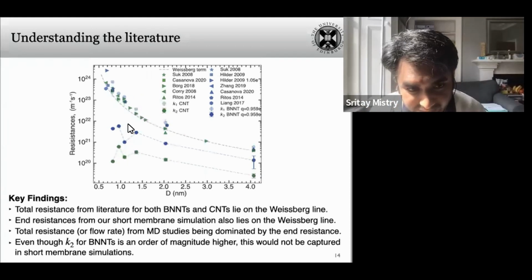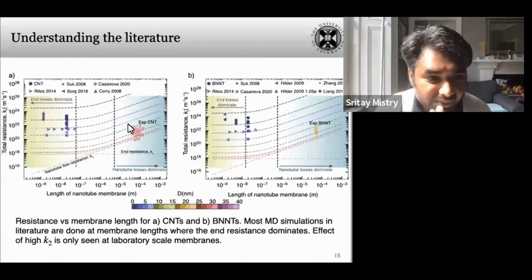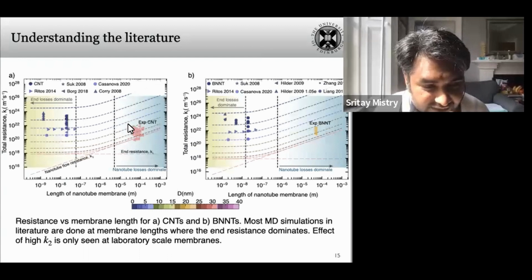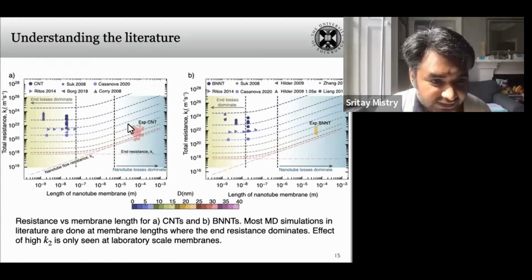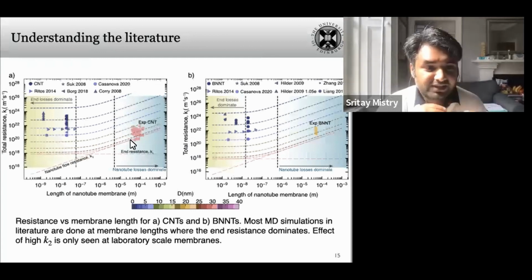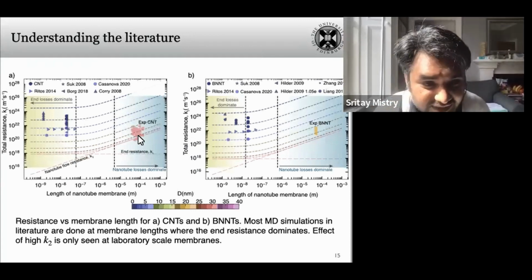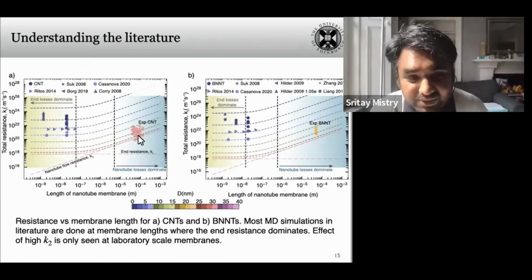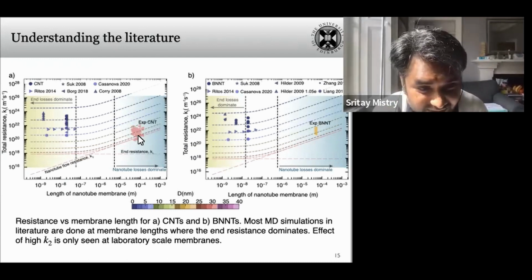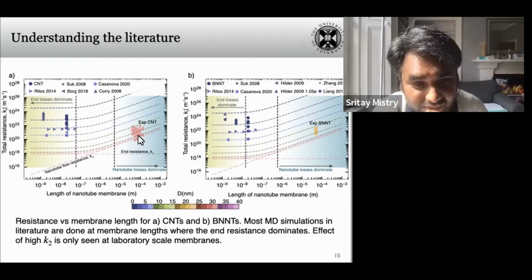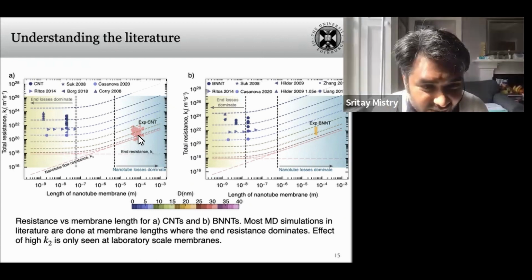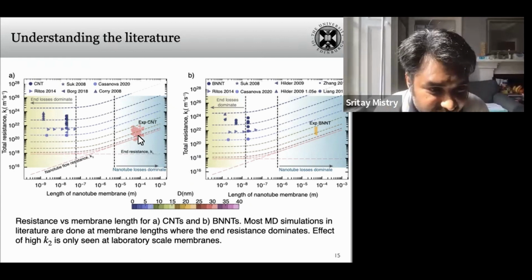But if we were to plot it against length, then you'll see that as soon as the nanotube lengths start to increase and we reach into the micrometer range, the tens of micrometer range, which is where all the experimental membranes are, these are very long nanotubes. And at these very long nanotube lengths, it is the K2 which starts to dominate. And your K1 becomes negligible.